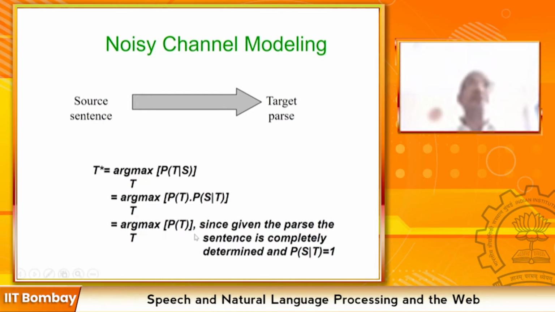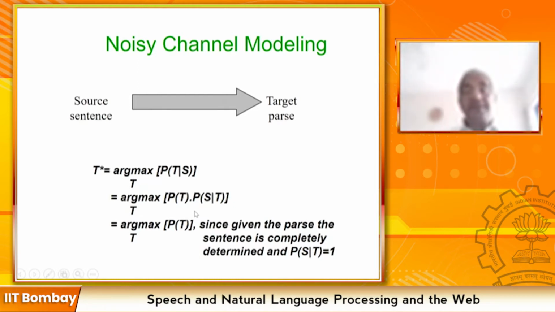What is the random experiment here? What is the random variable? The random variable is T given S. Okay, what is the tree given the sentence? So this random variable, the tree given the sentence, can take multiple values. And these multiple values are not deterministic. It can take any value, any tree, and therefore there comes the question of scoring them.